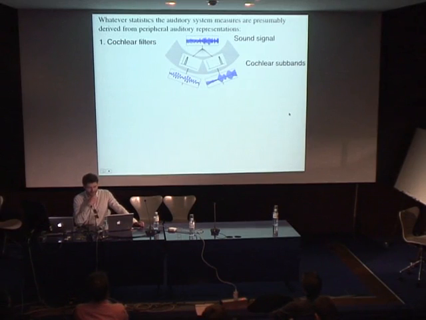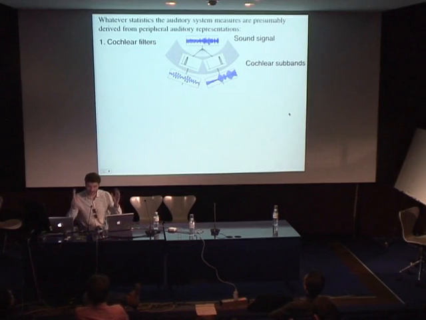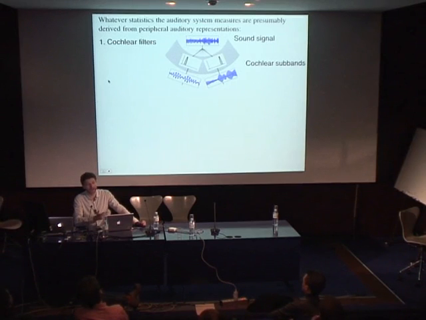And the claim in particular that I would make is that whatever statistics the auditory system might be measuring are presumably derived from peripheral auditory representations. Because whenever your brain does the interesting things that we do with sound, it's making use of input from those peripheral representations. And so it makes sense to think about what those representations are like and what the statistics would be of those representations. So all of the work that I'll be talking about is rooted in various models of biological auditory systems. And so I'll just quickly walk you through the particular model that this work is based in.